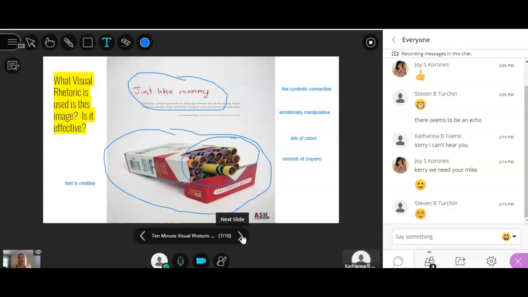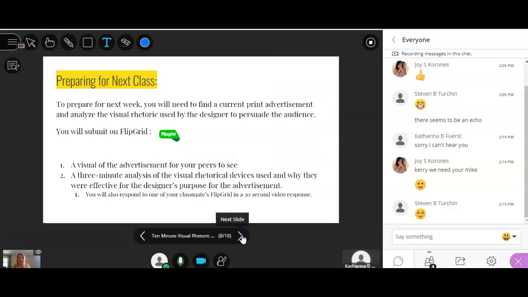So, yeah, visual rhetoric is real, and we really need to pay attention to what we're looking at, right? Yes, everything starts early. Good job. Okay, so let's look at what we have to do for next class.